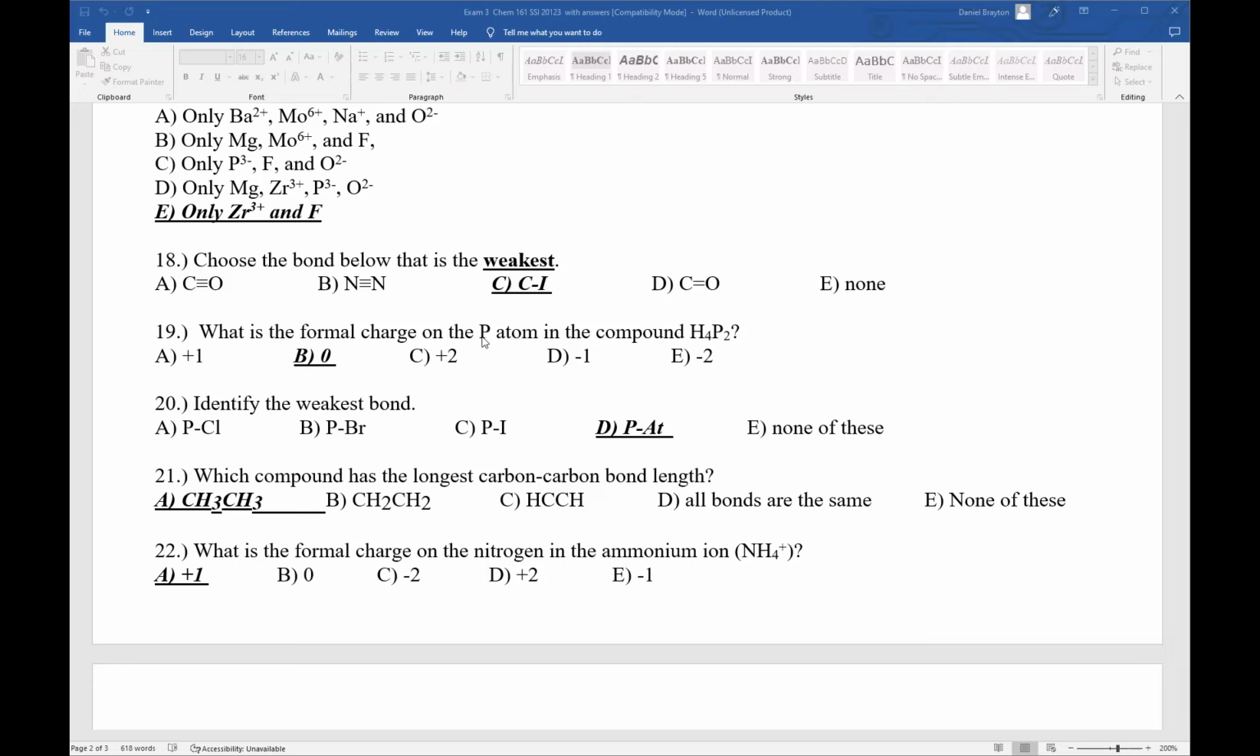What's the formal charge on the phosphorus atom in the following compound? H4P2. I'll just pull up the Lewis structure online.